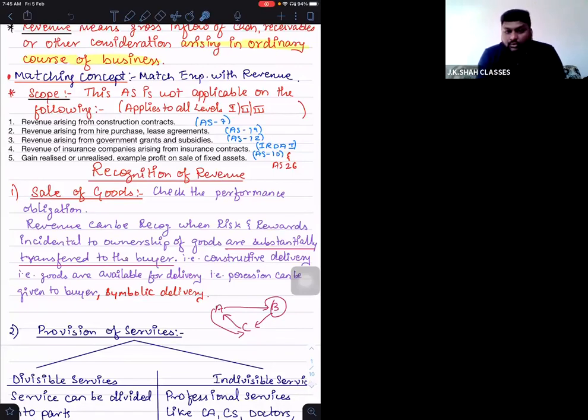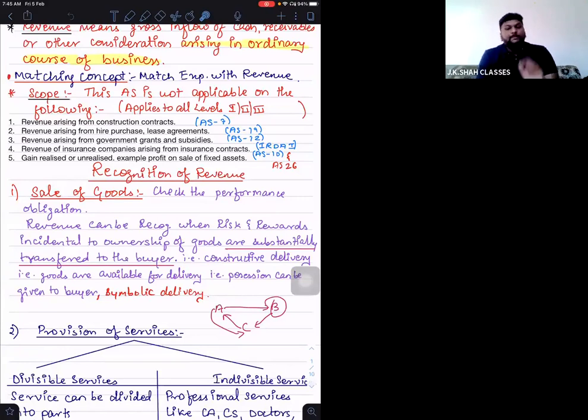So always with respect to sale of goods, first check the performance obligation. What are you obliged to do? If whatever your obligation is, that is completed, you are free to record the revenue. Is this point clear to you? Right? And the most important point, in sale of goods, revenue can be recognized when the risk and reward is transferred. So when does the risk and reward transfer? For that, you have to check the performance obligation. If your performance obligation is done, you can say that risk and reward is transferred.